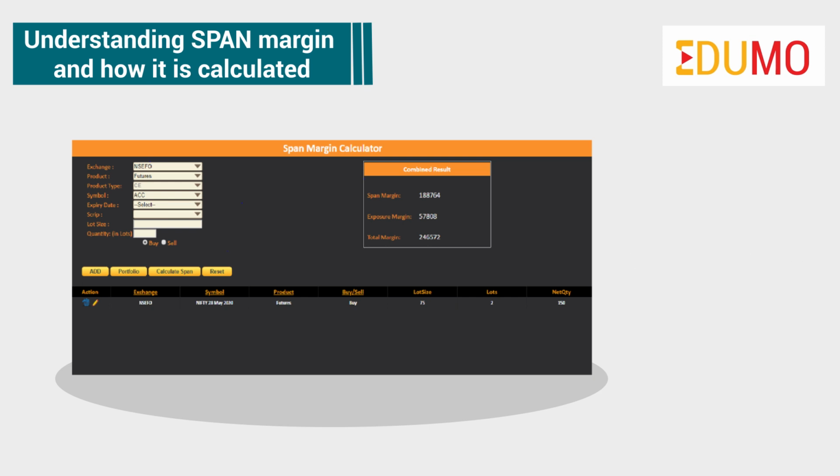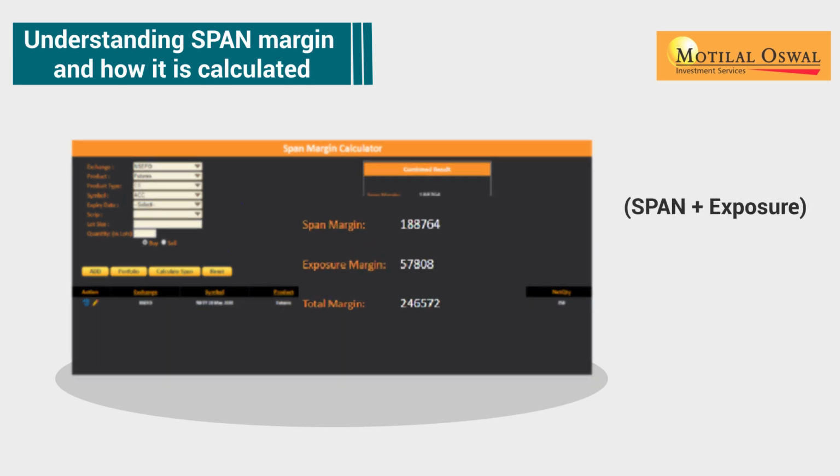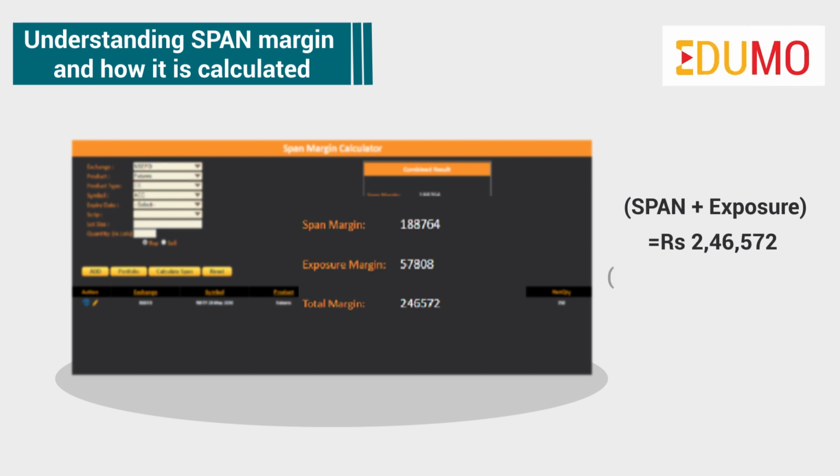At the time of initiating a futures trade, the trader has to adhere to the initial margin requirement. The entire initial margin, that is SPAN plus exposure, is blocked in the trading account to maintain a level of safety, which here turns out to be Rs 2,46,572 for 2 lots of Nifty futures. This ensures and protects the brokers in case of any adversity during trading hours.